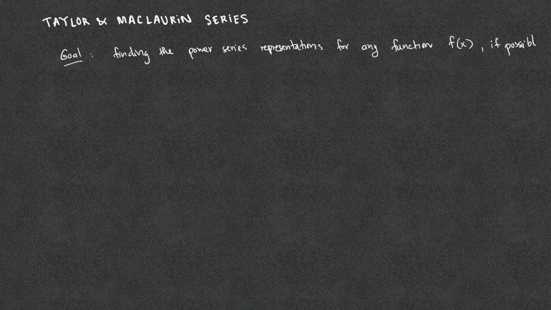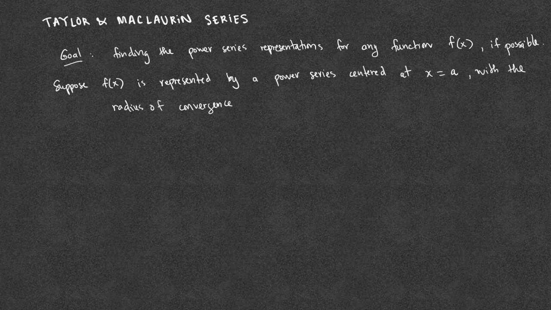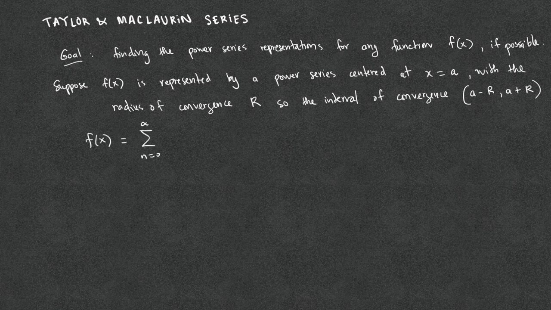To do this, we suppose the function f of x can be represented by a power series whose center is at x equals a, with the radius of convergence positive r, so that the interval of convergence is (a minus r, a plus r), an open interval. The function f of x is therefore the series as n goes from 0 to infinity of c sub n times (x minus a) to the power n.